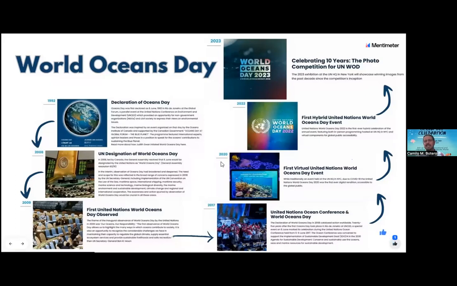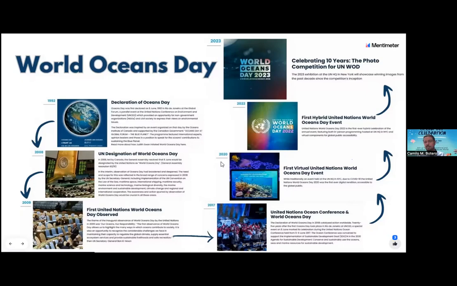It was a side event, and this was a proposal from Canada, from the Oceans Institute of Canada, and supported by the Canadian government to propose an Oceans Day at the Global Forum. This Global Forum was a side event of the conference. Then Canada was the country that led the idea to have an Ocean Day.